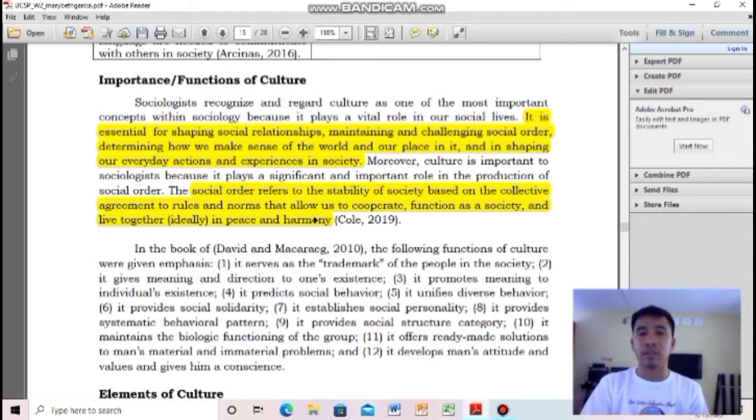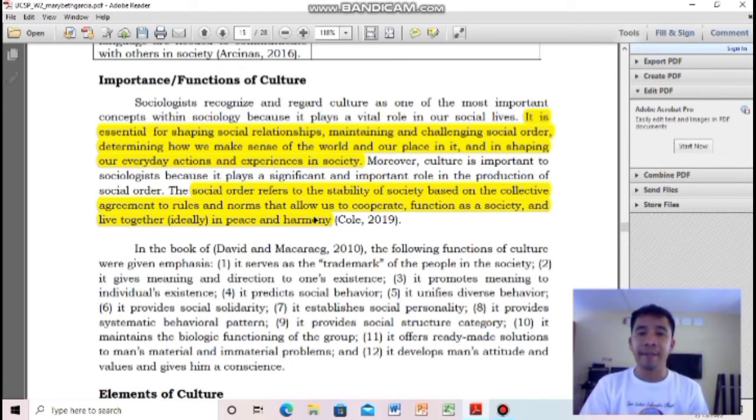Now, because of culture, we have this identity or what we call uniqueness in terms of social identity. Paano mahambal nga, ikaw matudtuod gid nga Filipino, ikaw matudtuod gid nga Ilonggo, no? Okay, next, it provides systematic behavioral pattern. Because of culture, we were shaped by culture.